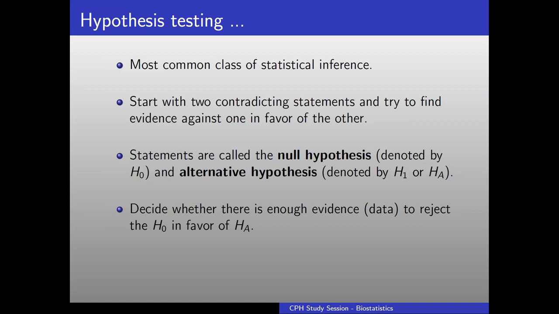We call these contradicting statements the null hypothesis, denoted by H0 usually, and alternative hypothesis. We usually denote this by either H1 or Ha. And what we're going to do is we assume that the null hypothesis is true, and based on the data, we're going to ask ourselves, do we have enough evidence to say that the null hypothesis should be rejected in favor of the alternative?